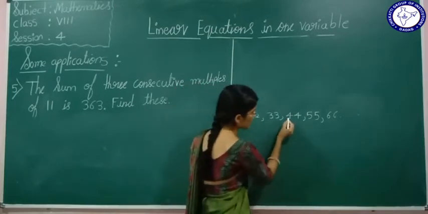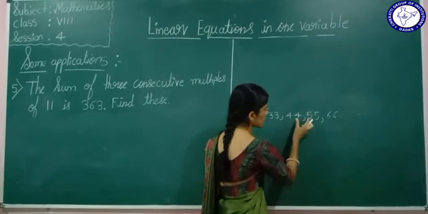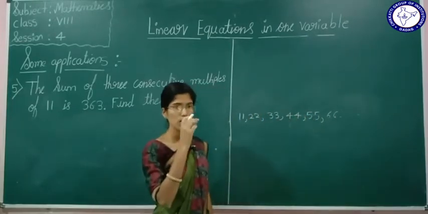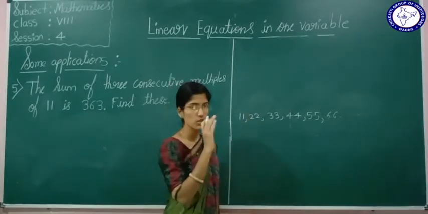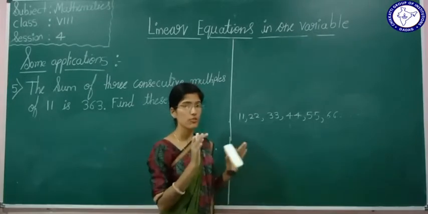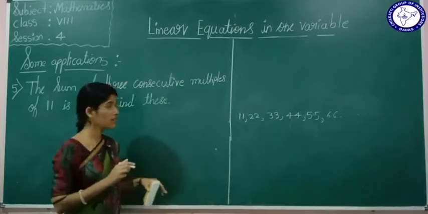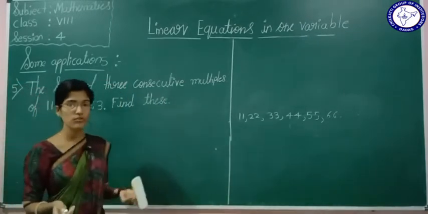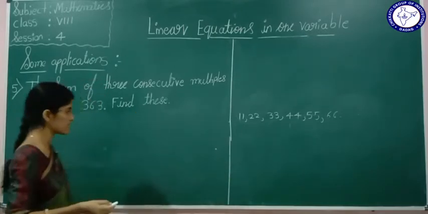This also we can tell, 44, 55 and 66 are three consecutive multiples of 11. Consecutive means it should be the next number. Now if you add three consecutive multiples of 11, we are getting the answer 363. But we don't know which numbers those are. They told us to find out those numbers only. What we will do is see a solution.